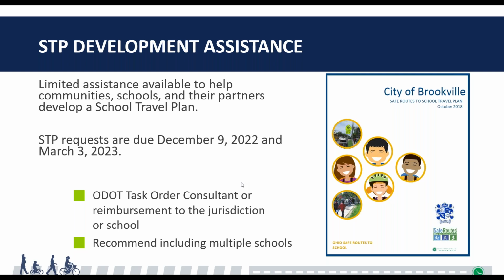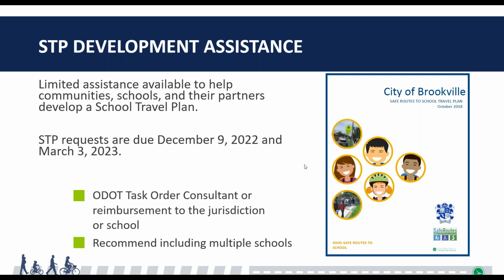You can request consultant assistance, which means ODOT will use one of our task order consultants to help you develop a school travel plan. So we already have an agreement with these folks. We would pay them directly for their work. So the benefit to you is you don't have to hire somebody, you don't have to front any money. You are just assigned a project manager to help you with the development of a school travel plan. But you can also choose to seek reimbursement for planning as well. So if you want to hire a consultant or some other organization to support you in developing a school travel plan, you can apply for that as well. And then you would just invoice ODOT on some sort of schedule, either quarterly or every 6 months for the cost of the work.